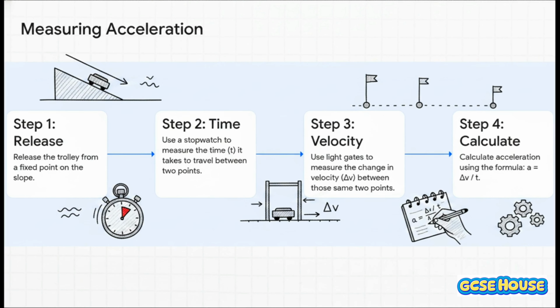First, you've got to release the trolley from the exact same starting point every time. Second, you time how long it takes to travel between 2 markers. Third, use light gates to get the change in velocity between those same 2 markers. And finally, to calculate acceleration, you just divide that change in velocity by the time it took.